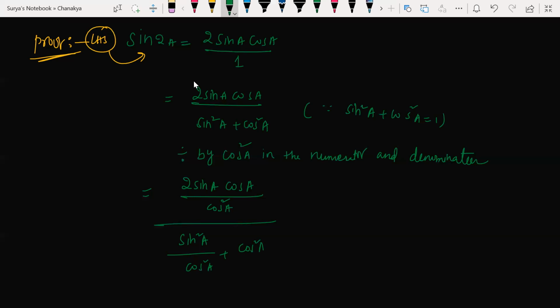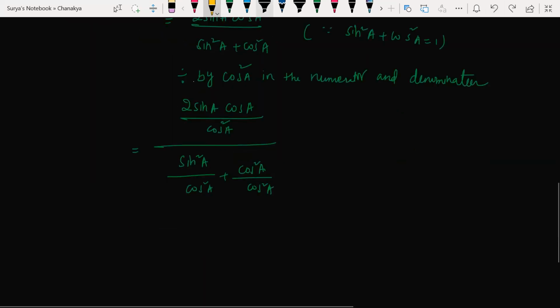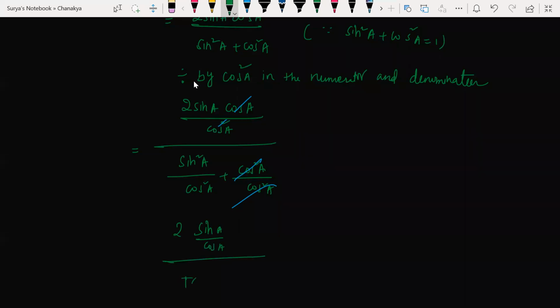Look at this. Do you agree with my point? Do you have any problem if I write like this? Tell me, guys. I divided with the cos square in the numerator. Now look at this here. One time cos A, one time cos A will get cancelled. What are you left with now? 2 times sin A by cos A, whole divided by sin square A by cos square A, which is tan square A, plus cos square A by cos square A, which is 1.